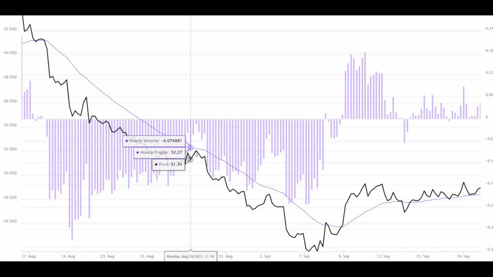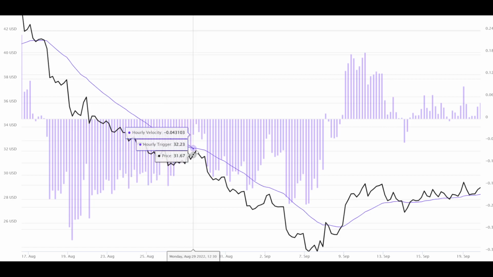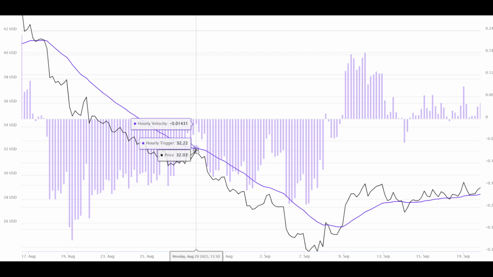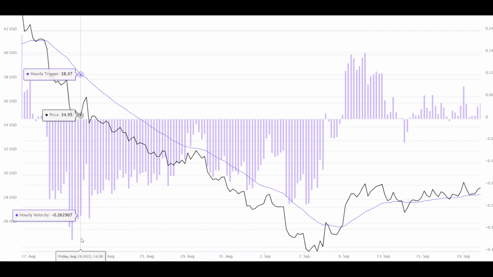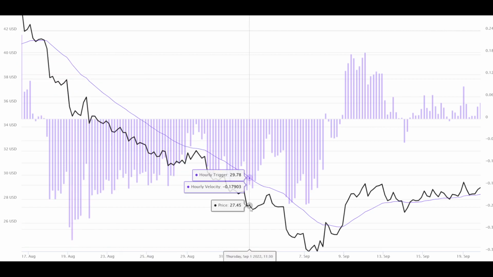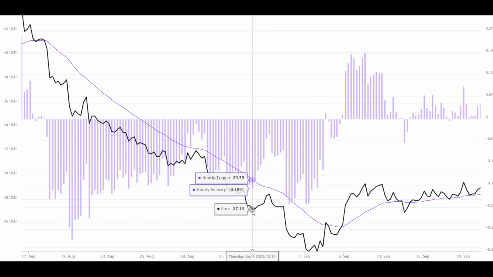Now we have a little retracement up, and you can see even with 1 divergence, price already wanted to attack this hourly trigger, but it wasn't able to break through. Then we sell down to 27.13, and you'll notice again, this hourly velocity bar was not as extreme to the downside as here. And so this is 2 bullish divergences. And as you can see again, after 2 divergences, price wanted to attack the hourly trigger, but it wasn't ready to get all the way there.